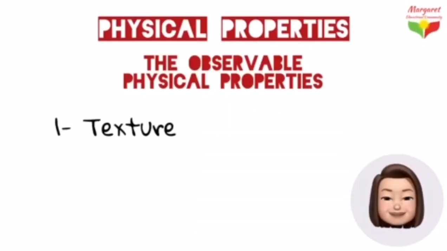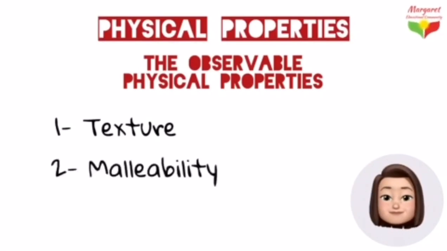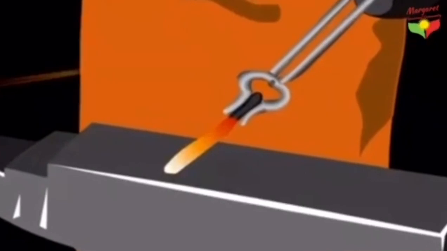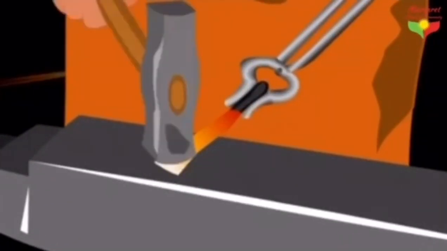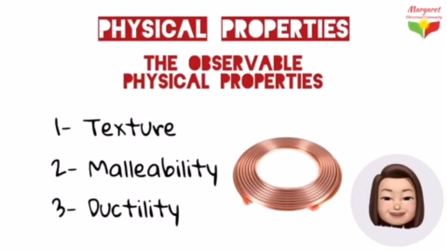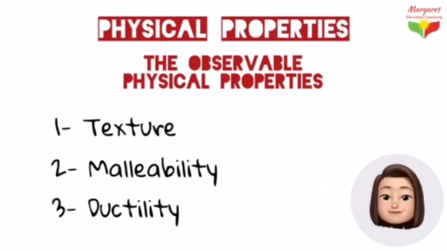Another observable physical property is malleability and ductility. Malleability is the ability of a substance to be bent, hammered into thin sheets, or otherwise shaped without breaking. As you know, many metals are malleable. Ductility is the ability of a substance to be pulled into thin threads without breaking. Many metals, including gold, have ductility.